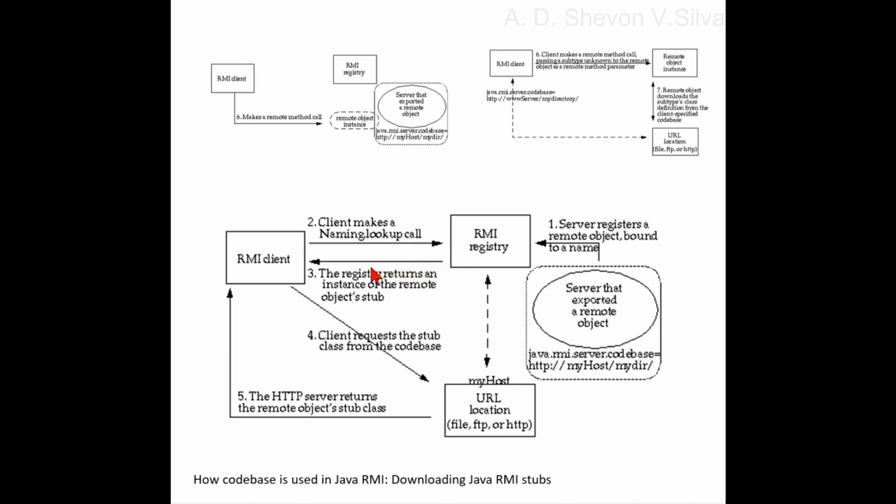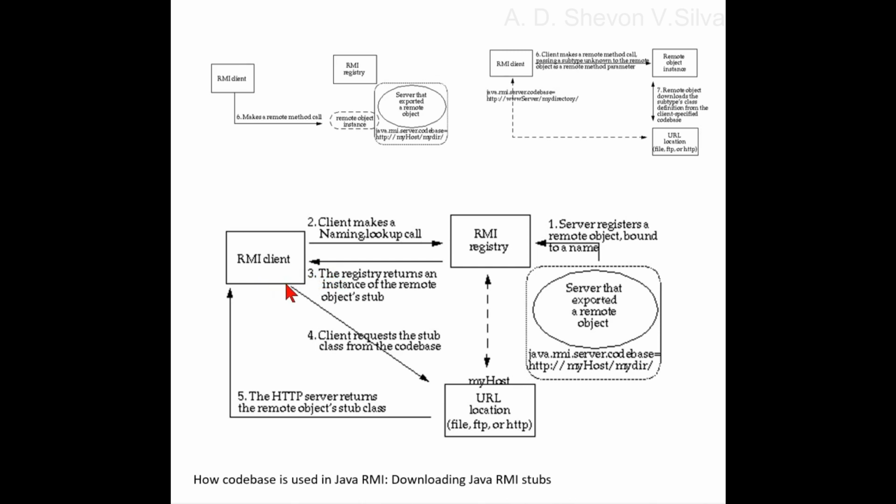If the class definition for the stub instance can be found locally in the client's class path, which is always searched before the codebase, the client will load the class locally. However, if the definition for the stub is not found in the client's class path, the client will attempt to retrieve the class definition from the remote object's codebase.